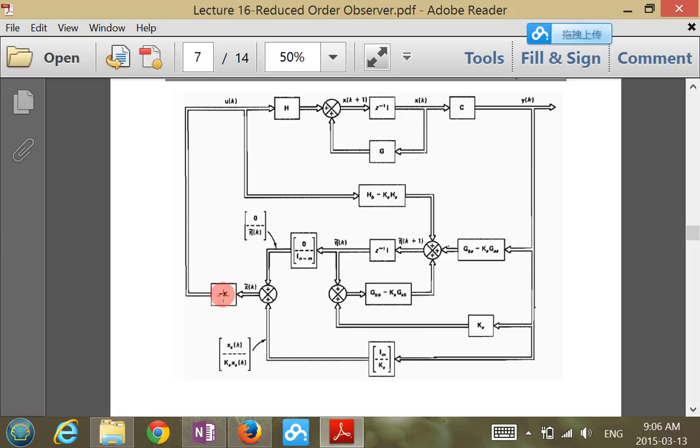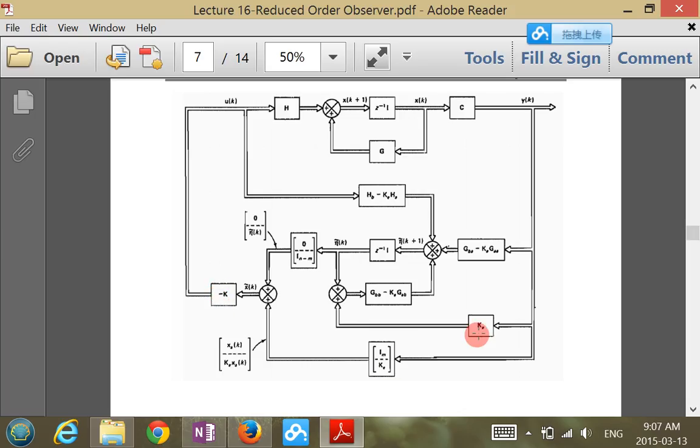One is to design this K here. When you design this K, you don't need to consider the observer. You just have to consider what kind of closed loop response you want your system to have. You design it based on a certain criteria.